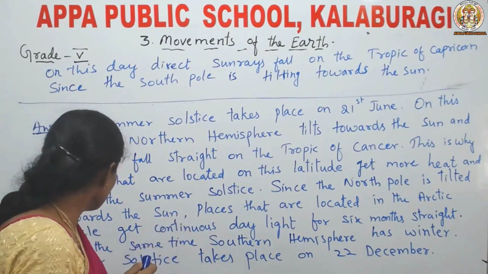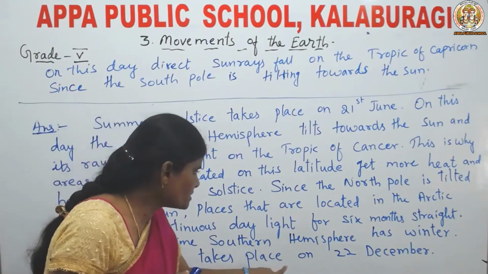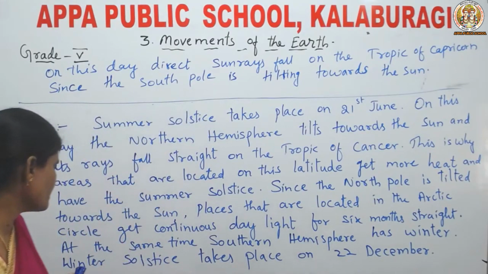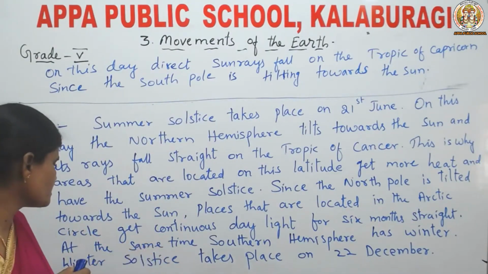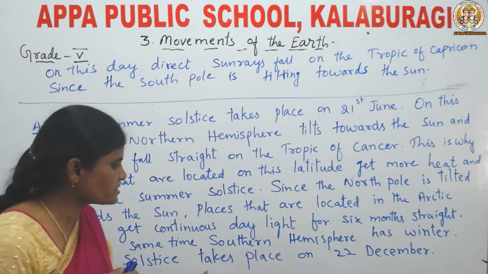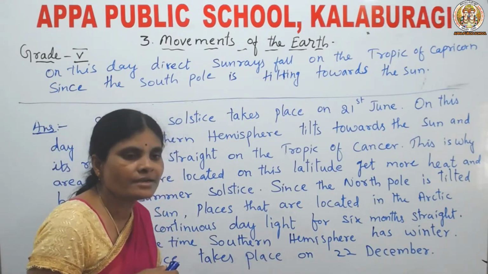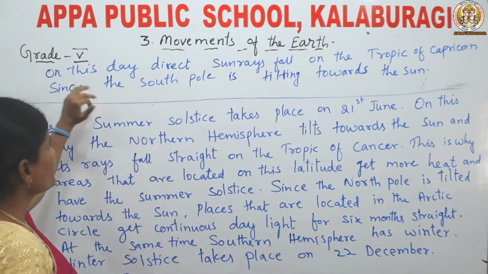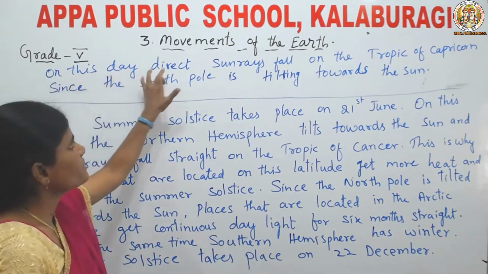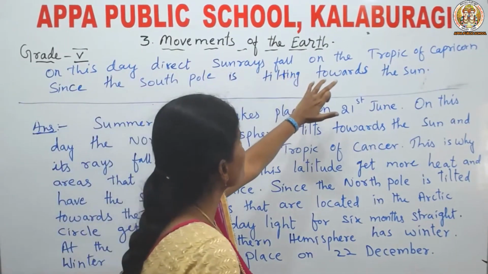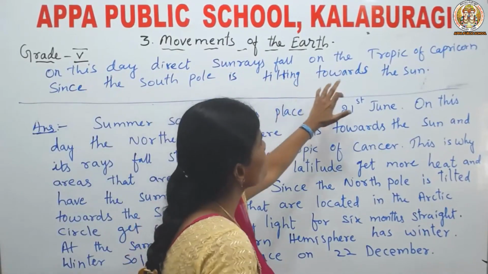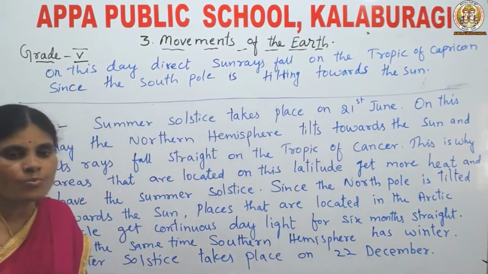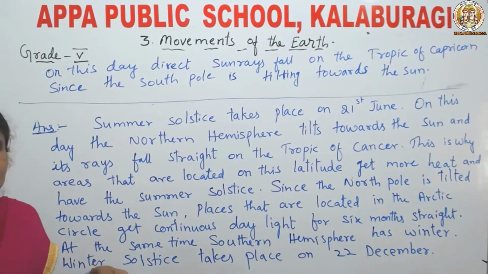Winter solstice takes place on 22nd December. On this day, direct sun rays fall on the Tropic of Capricorn since the South Pole is tilting towards the sun. Opposite conditions take place in the southern hemisphere. Understood children?